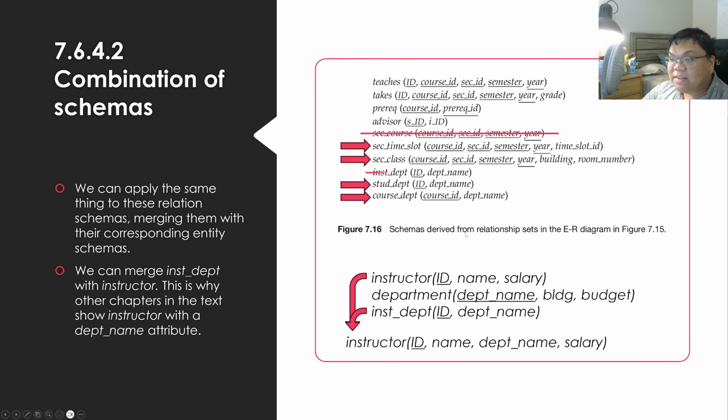And now we can apply the same logic to instructor department. Since every instance of an instructor is going to show up in instructor department, we're just going to combine this schema with instructor. So this is how we end up with department name as an attribute for instructor. We started off with eliminating it, and now we just added it back.